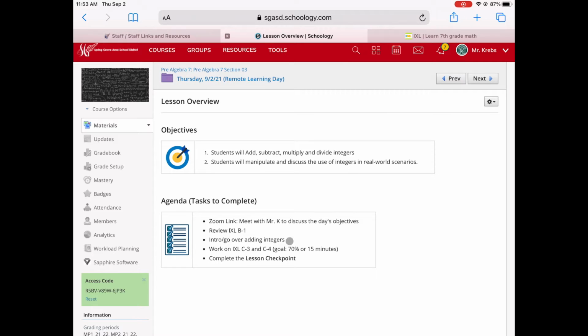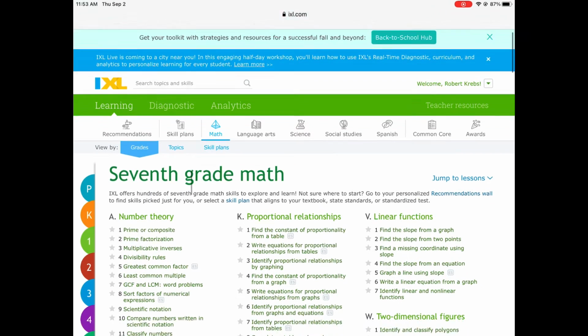And then very last but not least, there's a lesson checkpoint that will give you an opportunity to reflect a little bit on learning this way and help me as a teacher hopefully become better at teaching this way, because this is something that's new for all of us.